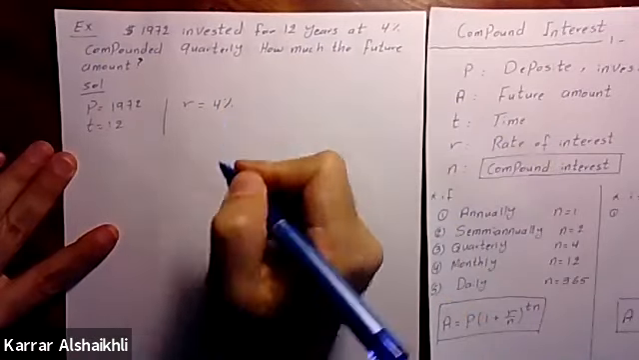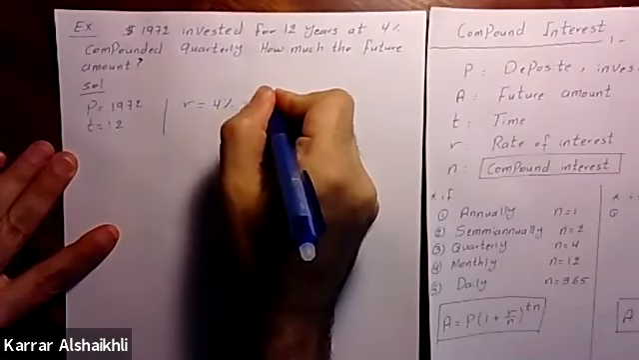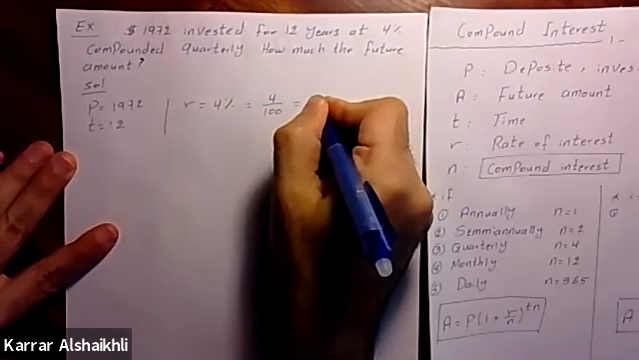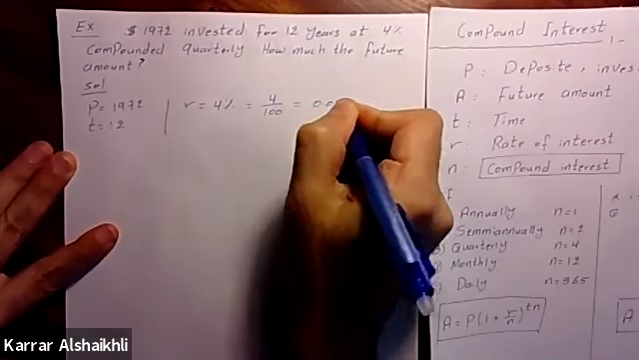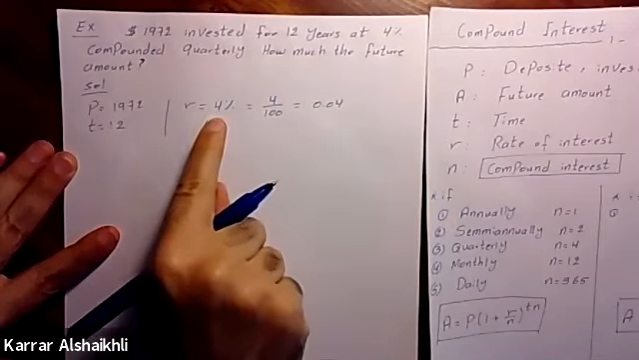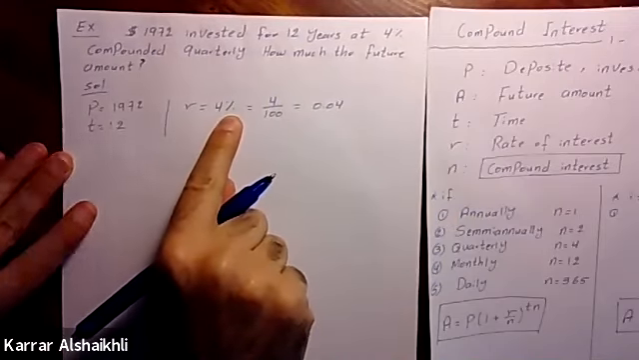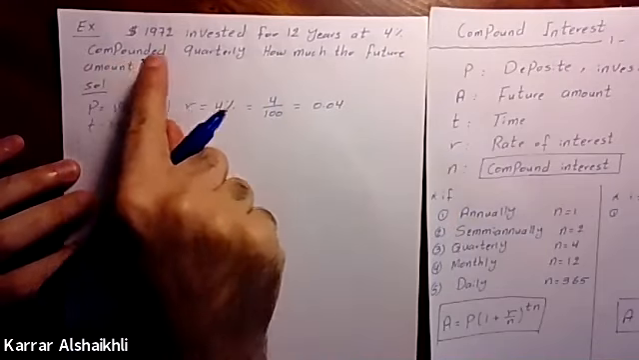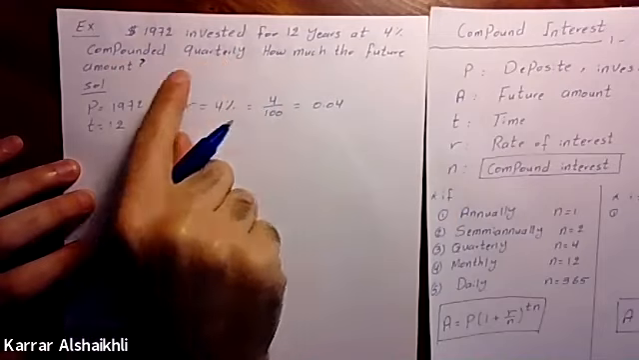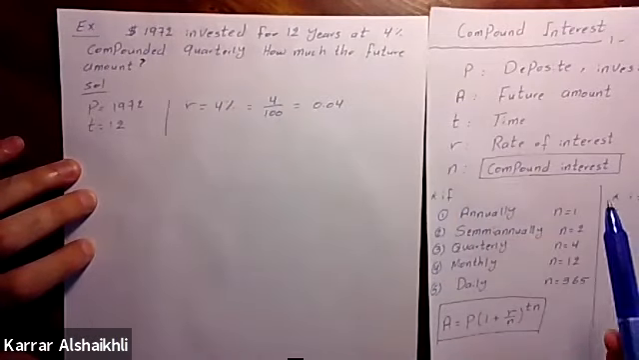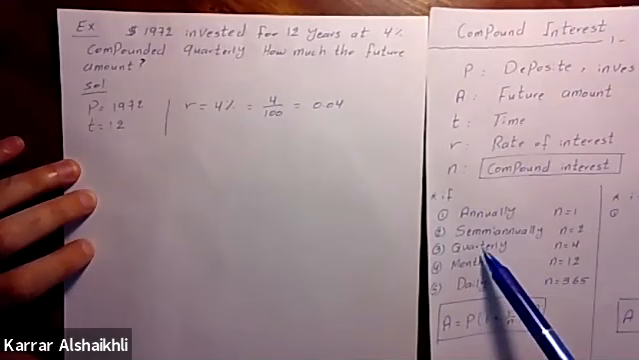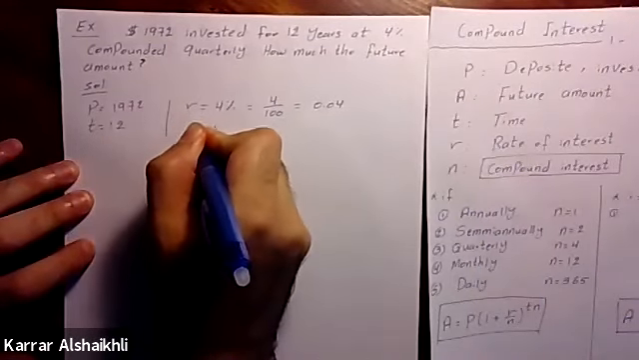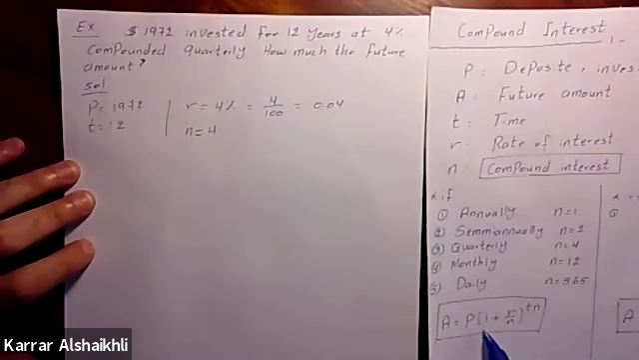Here's the thing, 4% means 4 divided by 100. So it's going to be 0.04. I'm going to use this one. I'm not going to use 4 because it's 4%. Compounded quarterly. So check, we have two options. If they're telling you compound quarterly, that means n equal 4. So I'm going to write down n equal 4, and I'm going to use this formula.